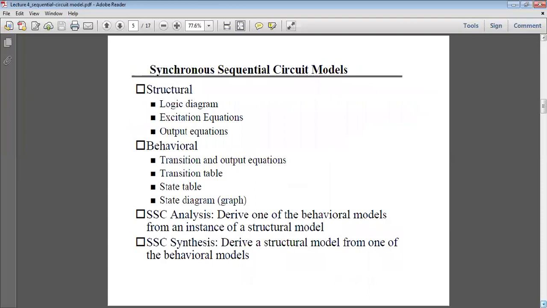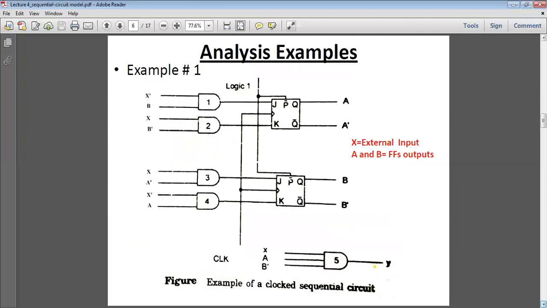For a synchronous sequential circuit model, we have to analyze the structure, then behavior, then circuit analysis and circuit synthesis. First, we consider one example of circuit analysis. Here, a particular circuit is given. Two flip-flops we consider, two JK flip-flops. Outputs are denoted by A and B, and the external input is considered as X. So here, X is the external input, A and B are the two outputs of the flip-flops, and here a combinational circuit is given. 1, 2, 3, 4 are the AND gates, and another gate is considered for the final output.